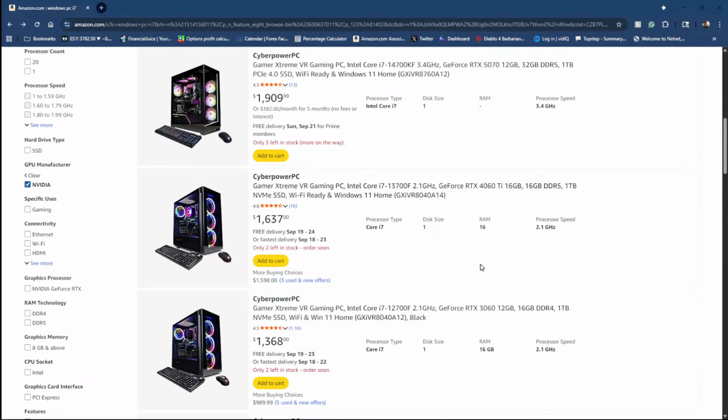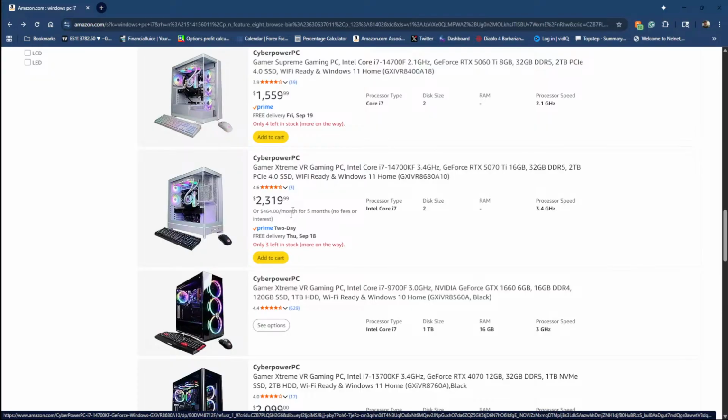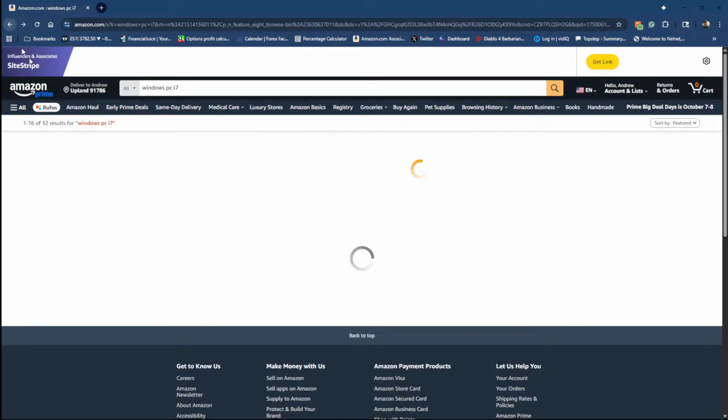I might just go out of here and go directly to iBuyPower's page. This one's water cooled, has 32 gigs of memory. It's kind of on the pricey side for what it is. Yeah, let me just go to iBuyPower's webpage, or their Amazon page, I mean.